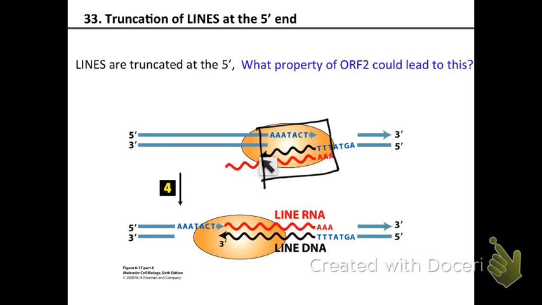And what would be the consequence of having a truncation in your LINE insertion? Would that new LINE element that's truncated be able to autonomously, what that means, by itself, be able to jump again? Yes or no? It's not going to be able to jump again. Why? Because it won't be able to code for the necessary enzymes.